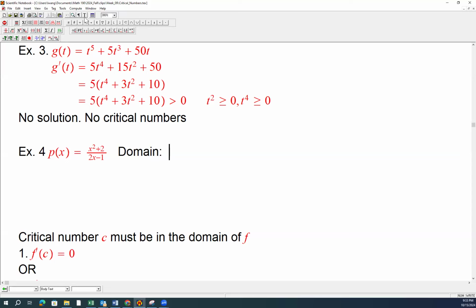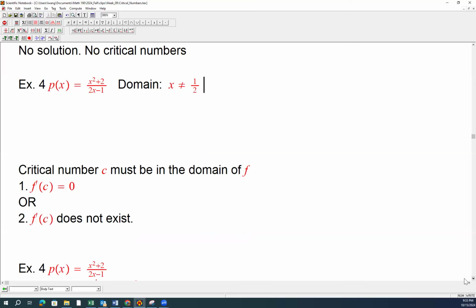Domain is that x cannot be equal to half, right? You set 2x minus 1 equal to 0, right? So that's what you get. You set 2x minus 1 equal to 0, and then x equals half. But that's making the denominator equal to 0. So domain, x cannot be half, okay? So assuming you know how to do that, and I'm sure you know how to do that.